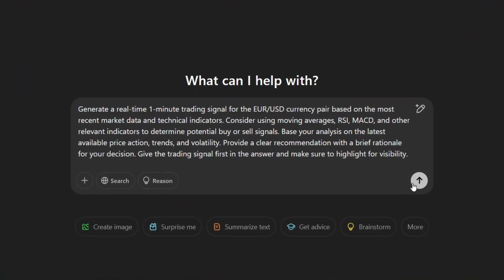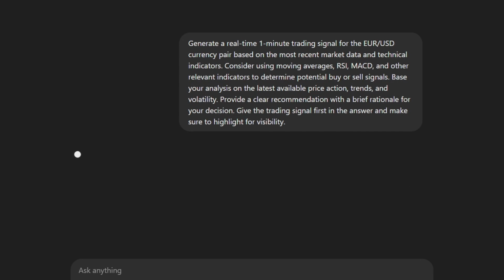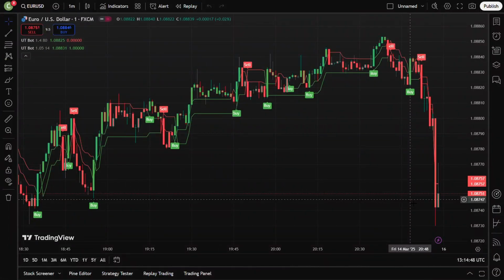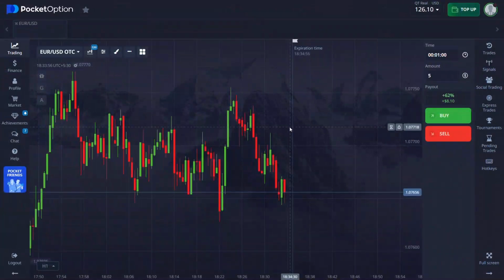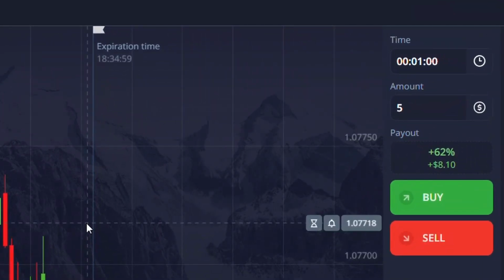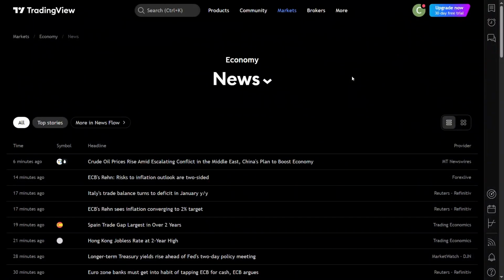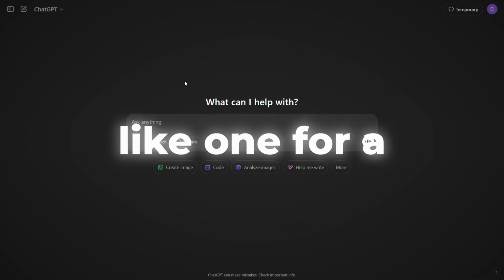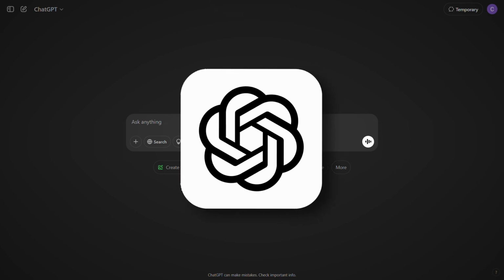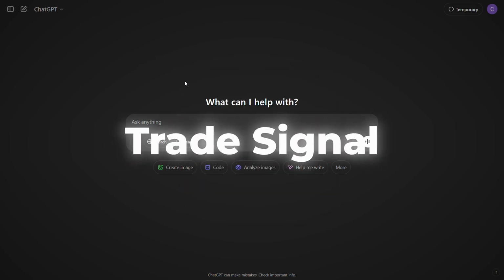Keep in mind that the prompt I gave ChatGPT was an extremely simplified request. If I were to give ChatGPT more details surrounding the signal I wanted, it would have been able to generate more accurate signals. Also, when we're trading in short-term markets and placing 1-minute trades, things like economic news surrounding the currency pair and many other factors don't make that much of an effect on the market. However, if we asked ChatGPT to give us a long-term trade signal like one for a week, ChatGPT would have the ability to take this news and many other factors into consideration and give us a more accurate trade signal.